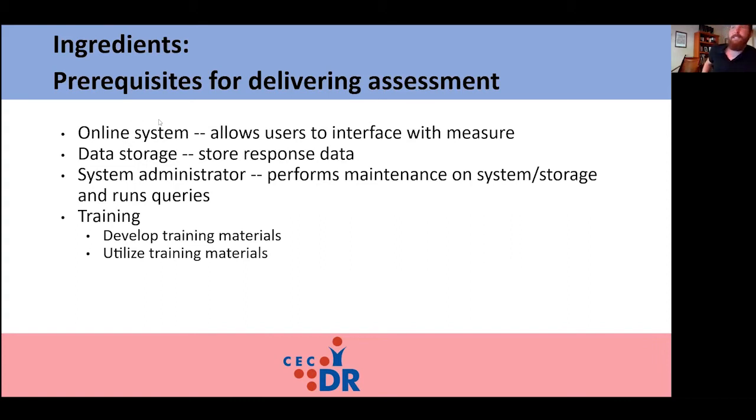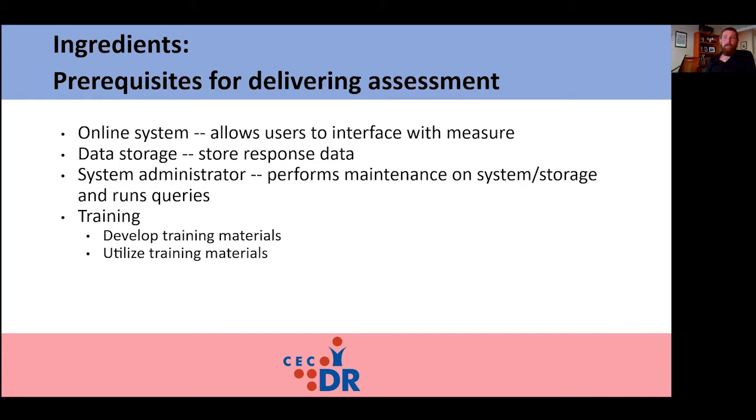Like I said earlier, let's talk about the different activities or resources that are required. Here, these are some ingredients that I would call our prerequisites for delivering the assessment. First of all, if you're going to be giving an assessment, you have to have some sort of online system. This online system is going to allow users to interface with the measure. You need data storage to store all the response data. Then you need to hire or pay someone to actually perform maintenance on the system and the storage and run queries. So you need a system administrator.